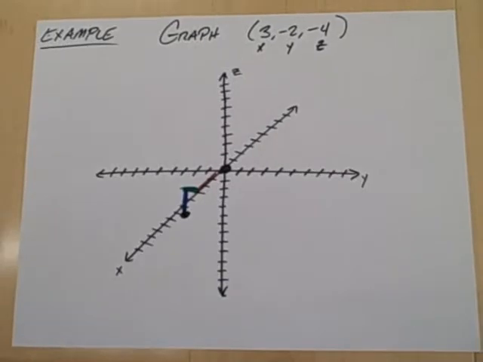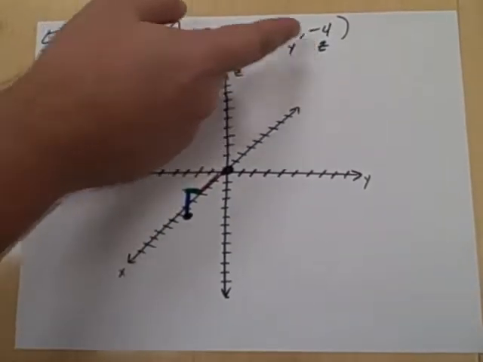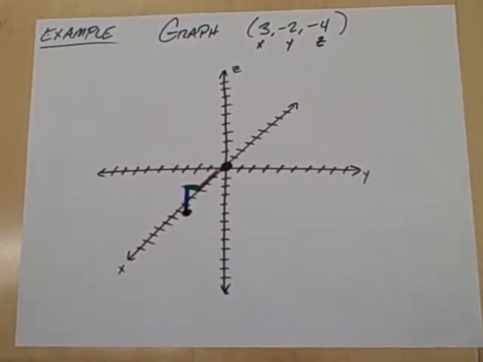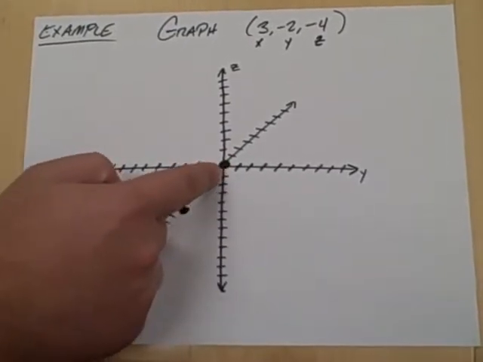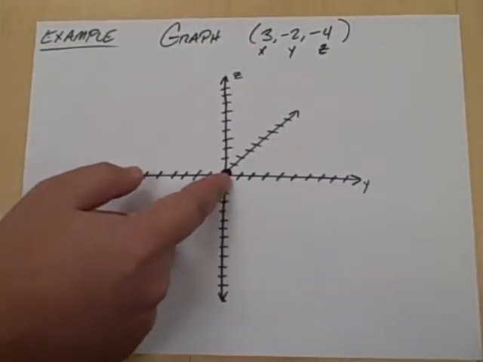So for example, I have an ordered triple, (3, -2, -4). I want to be able to plot this on the graph. Now we always start at the origin, and the origin is exactly the same as it is in 2 dimensions. It's right here in the middle.